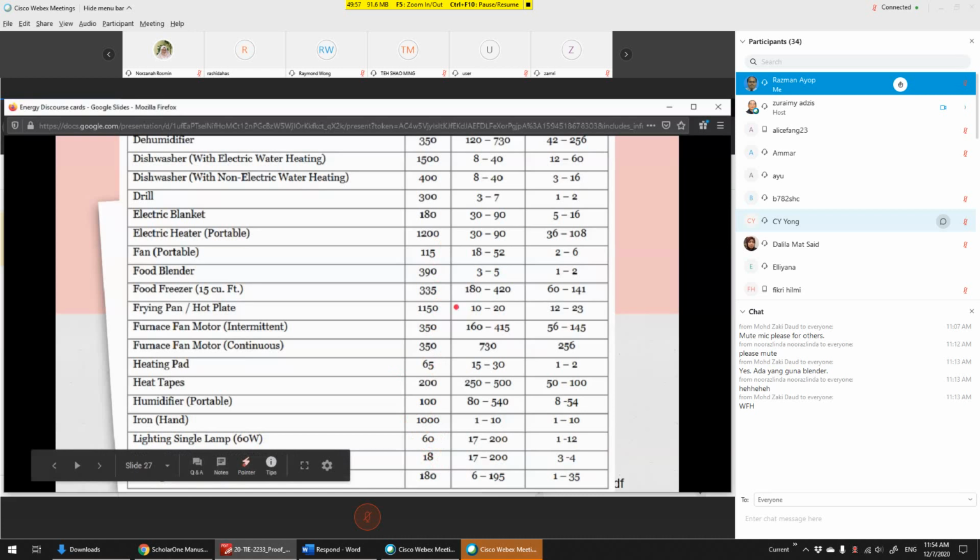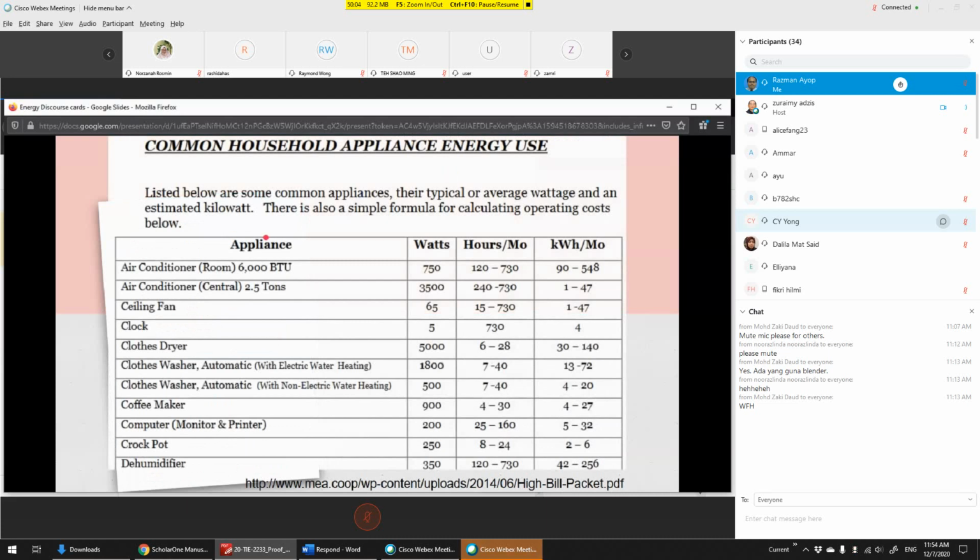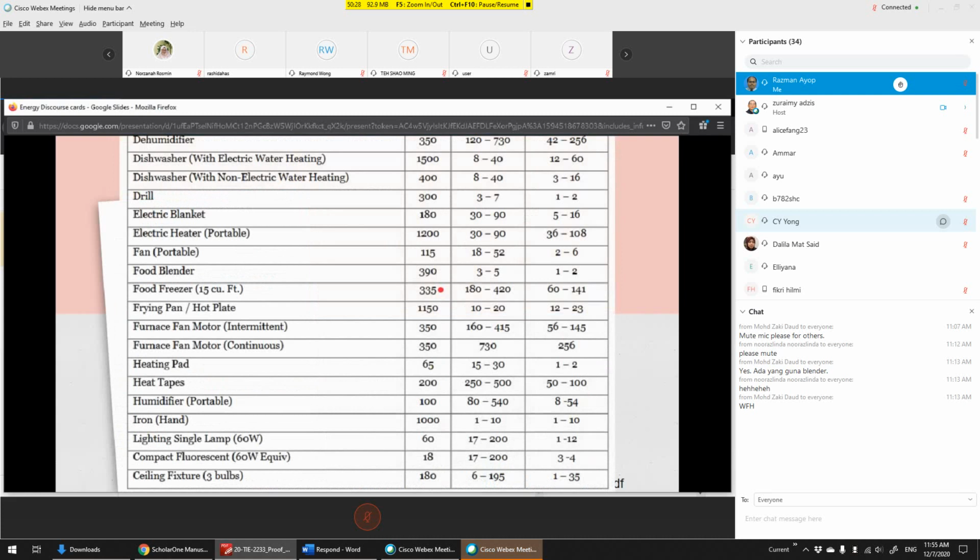incandescent lamp. So basically, if you look at these two lists, the highest energy usage would be here. Actually, if you have an air conditioner and you don't turn it off at all, that will be like 3,500 watts times 730 hours, more than 1,000 kilowatt hours per month. Okay? So you just imagine how much you have to pay for that.